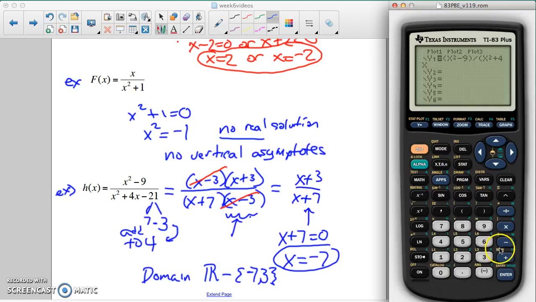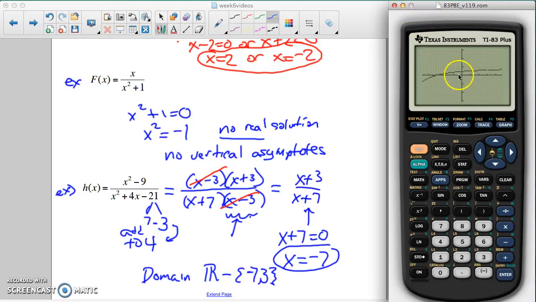4x minus 21. We're going to look at this. Now, it has an asymptote at negative 7, so we're going to do a little zoom here, and we're going to do our square decimals, 4. We're looking for the hole at 3. So we can kind of see it right here. We look at the graph right here. Right here, see that little space right there?